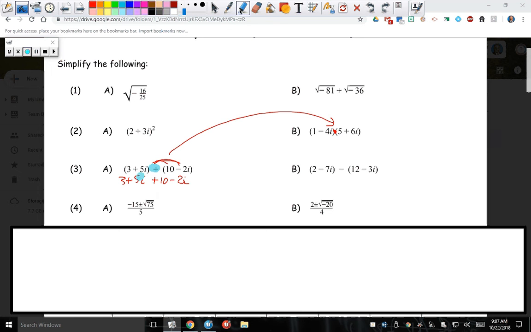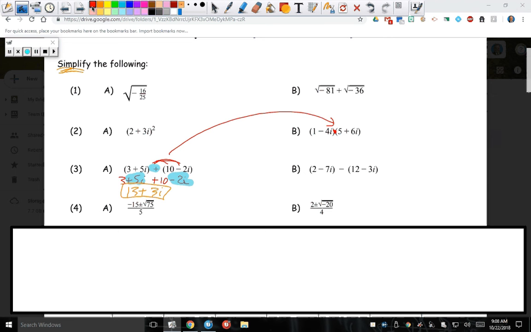Because that's not the case here, we're going to go ahead and finish this problem by combining like terms. I have a positive 5i minus 2i, so that I get a 3i. And then I have a 3 plus 10, which would be 13. So 13 plus 3i would be the simplified answer. Again, we are simplifying to the forms that we learned in class. Alright, let's look at part B.